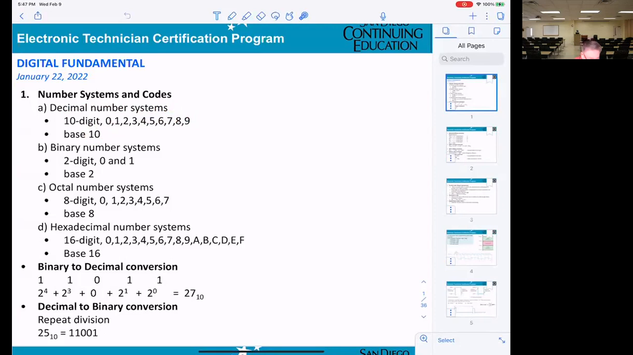That's why they call it base 10. And the second number system that we're talking about is the binary number system. In the binary number system, you get only 2 digits. Either they give me a 0 or they can be a 1. If they're not 1, then they're 0. If they're not 0, they will be a 1. So that's why they call it base 2.